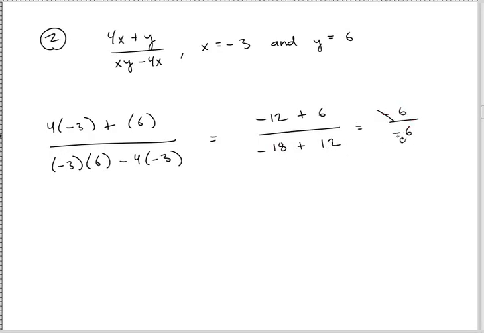And so the 2 negatives will cancel, make 6 over 6, but we already know what the answer is for that. It's a 1. Your answer is 1 because 6 and 6 cancel, make a 1. Very simple, no problem there, easy problem.